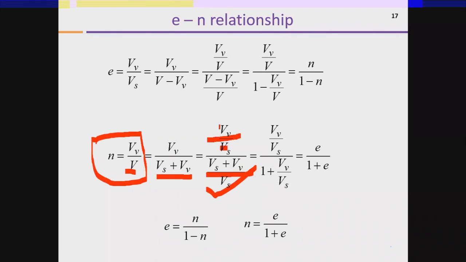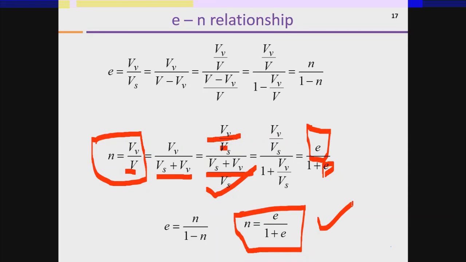Now you better know that Vv divided by Vs is what? Your void ratio. In my previous slides, I have discussed this with you. And this Vs divided by Vs will give us 1, and this Vv divided by Vs will give us what? Void ratio. So this is how you can derive the expression for porosity of soil in terms of void ratio. And porosity of soil will then become n is equal to e over 1 plus e. Okay guys, so this is how you can derive some e and n relationships.